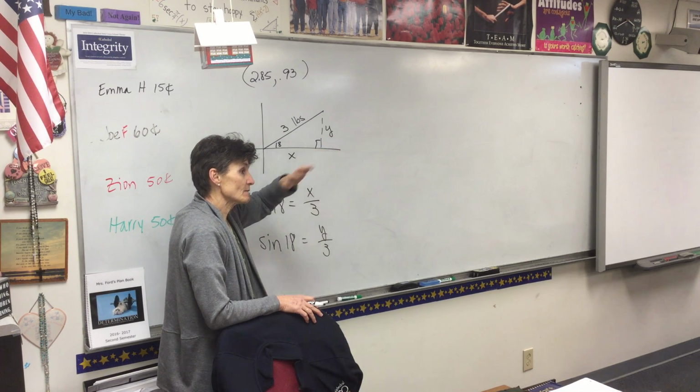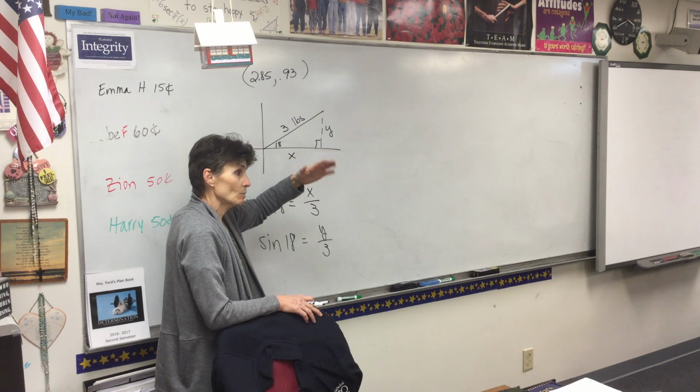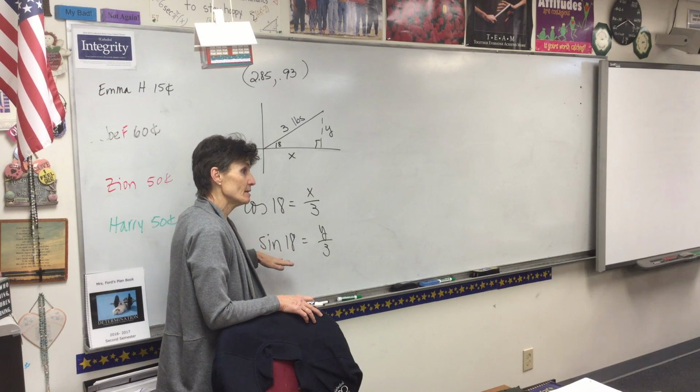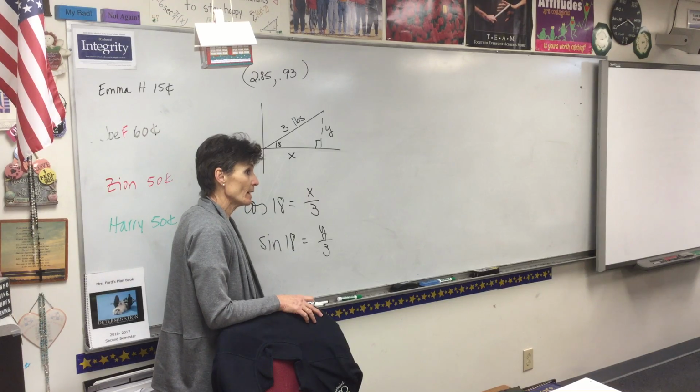Anytime the problem says find the components, it means we're finding x and y. Anytime we need to find x and y, we're going to use cosine and sine. Cosine finds x, sine finds y. Okay?